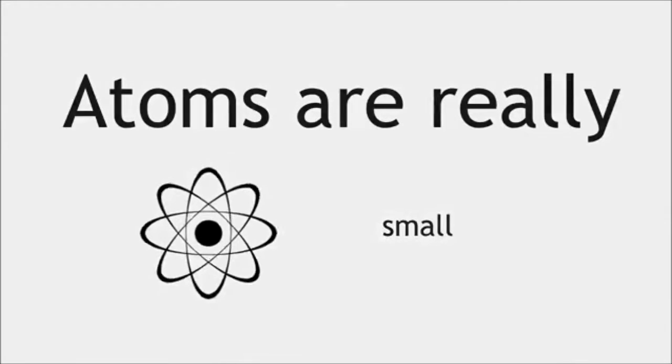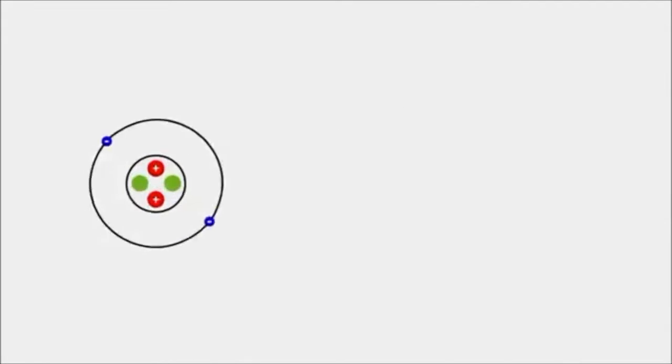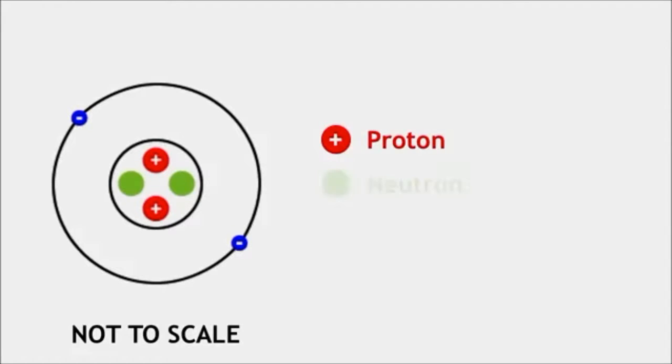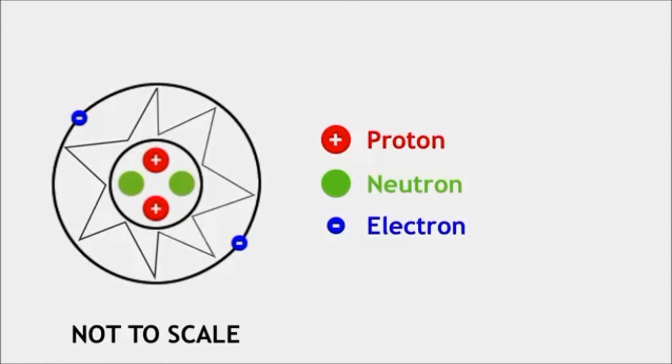We already know that atoms are really small, but we can get smaller. If we zoom into an atom, we find that it is made up of protons, neutrons, and electrons, and a lot of empty space.